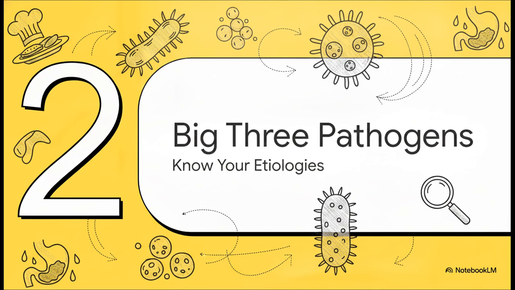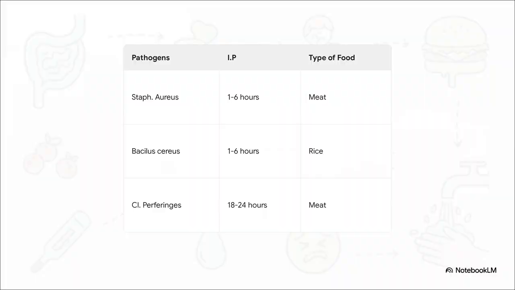Moving right along to Section 2, the big 3 pathogens. Know your etiologies. Okay, here is the big 3 matrix you absolutely have to commit to memory for both the wards and your exams. We're looking at Staphylococcus aureus, Bacillus cereus, and Clostridium perfringens. Take a look at the split in those incubation periods. Staph aureus and Bacillus cereus, they hit incredibly fast. We are talking about a brutally short incubation window of just 1 to 6 hours after eating. Contrast that with Clostridium perfringens. That one lingers just a bit longer, taking about 18 to 24 hours to really show up.